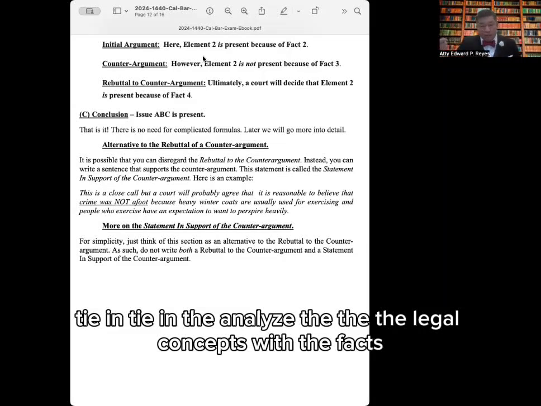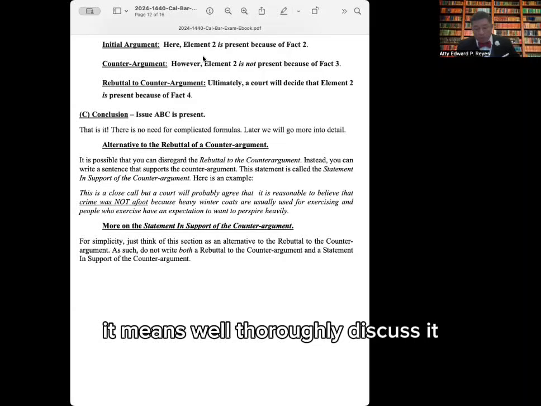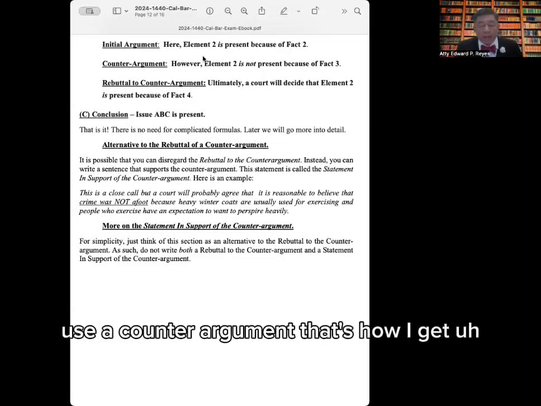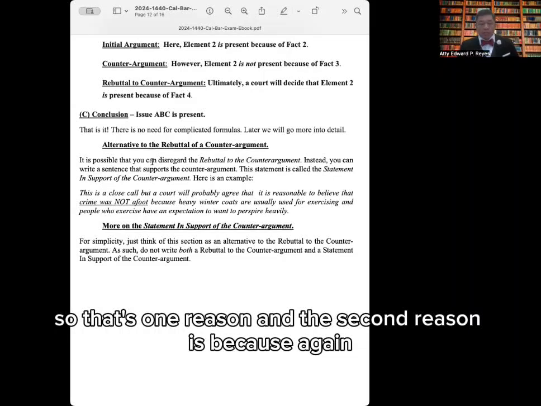analyze the legal concepts with the facts. And what does it mean to analyze? It means thoroughly discuss it. What does that mean for the bar exam? Use a counter argument. That's how I get my students to pass with this formula right here. Okay, so that's one reason.